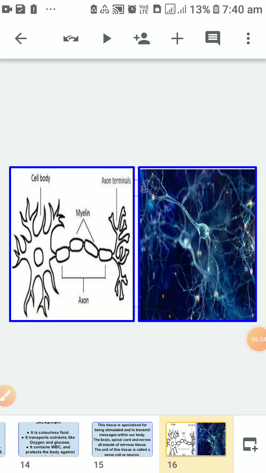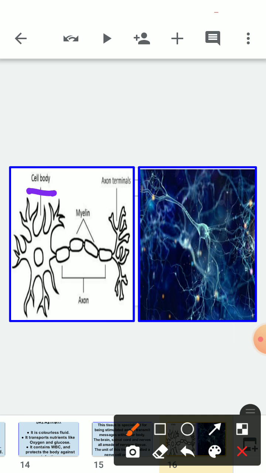Now in this figure you can see the diagram of a neuron or nerve cell. It has different parts like the cell body. The middle part is the axon, and this is the axon terminal which looks like a tail. And these branch-like figures are called dendrons or dendrites.